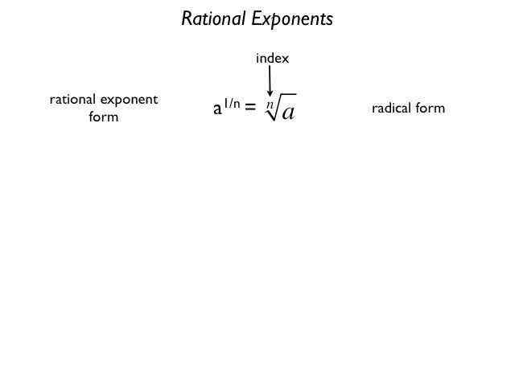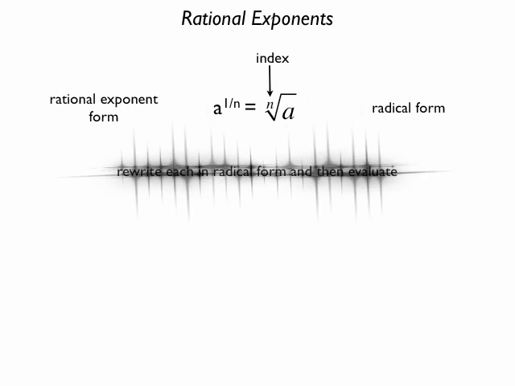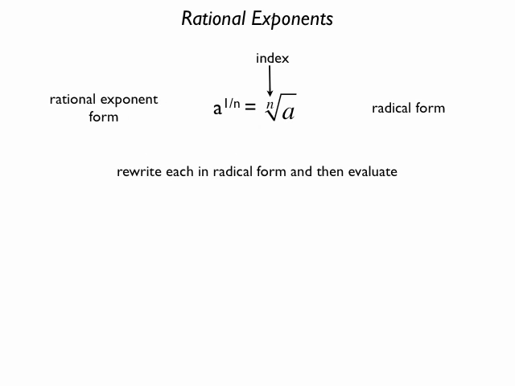All right, the letter n is what we call the index. Okay, so for example, if it was a to the 1/3, which is the third root of a, the index would be 3 in that case. Now here's what we're going to have to do today. We're going to have to rewrite things in radical form. If you see radical form, you're going to have to rewrite in rational exponent form.